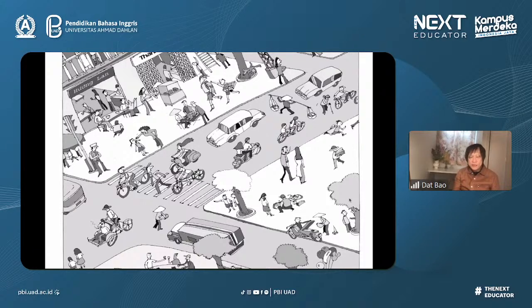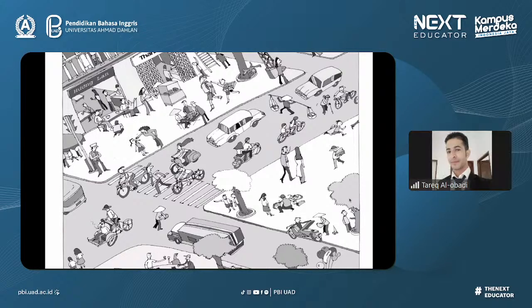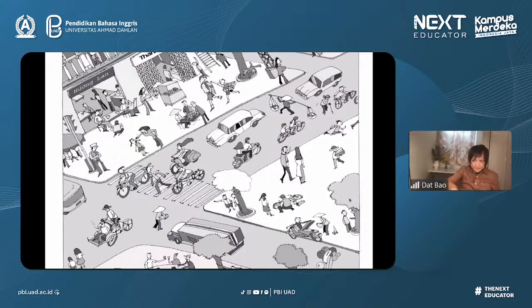Can we use this to teach any conversation? Yes, of course. For example, we can see the boy driving the bicycle and the girl riding behind him. So what happened? What might happen? Maybe people are shouting at each other, or they are chatting, they are making friends. So your students can choose any characters they like to build conversations from imagination.